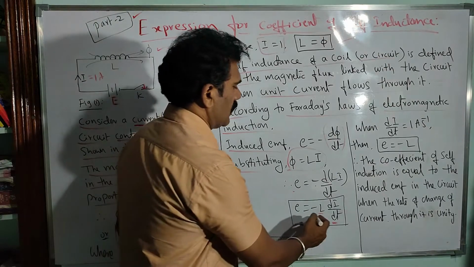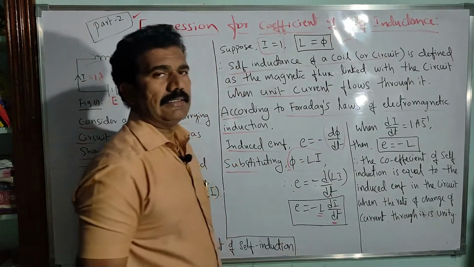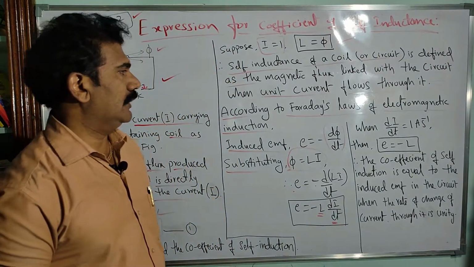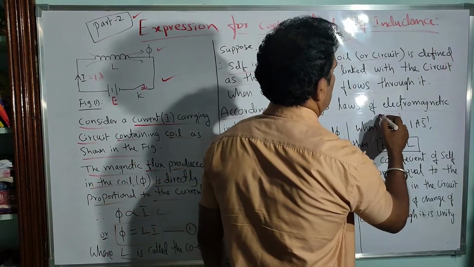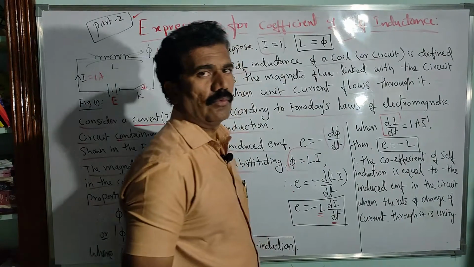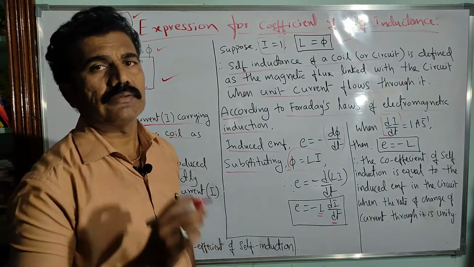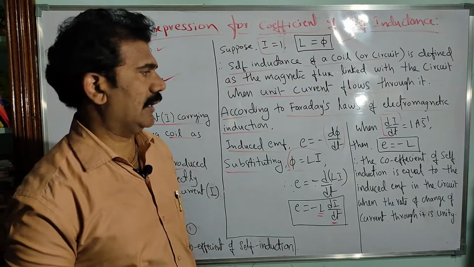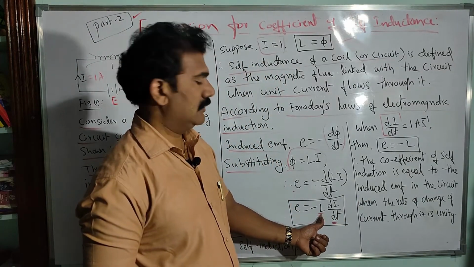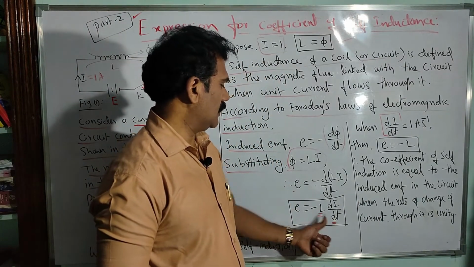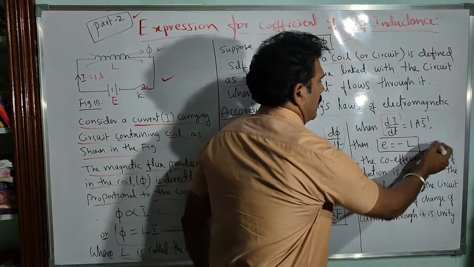So E is equal to minus L into di by dt. Now in this expression further you can consider if di by dt is equal to 1 ampere per second, that means the rate of change of current is 1 ampere per second, then you will get the equation for E is equal to minus L, correct? So if di by dt is equal to 1, E is equal to minus L.